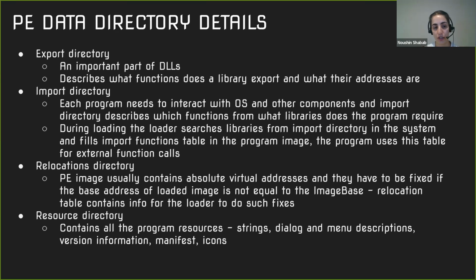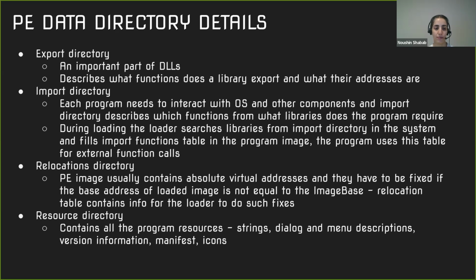Also, we have relocation directory. In many cases, PE images contain absolute virtual addresses, and these absolute virtual addresses are not fixed in the file. When the base address of the program changes, for example when the file is loaded at a different image base, these absolute addresses are not going to work anymore. So the relocation table contains info for the loader to fix these parts and adjust them to the new image base.